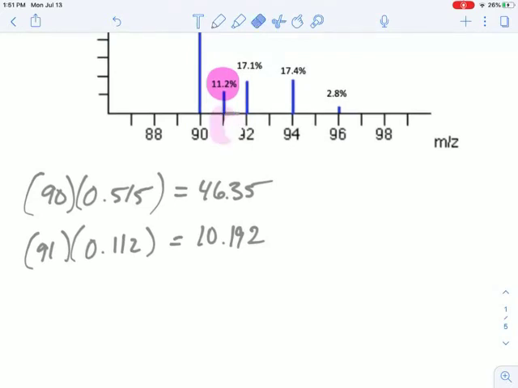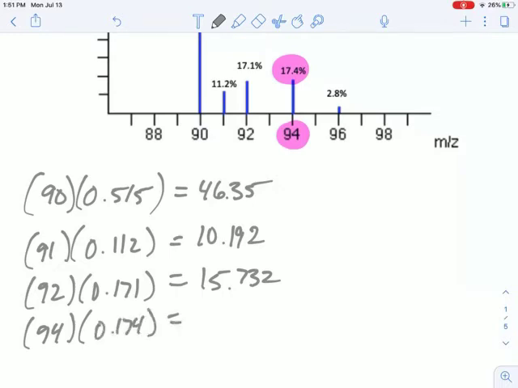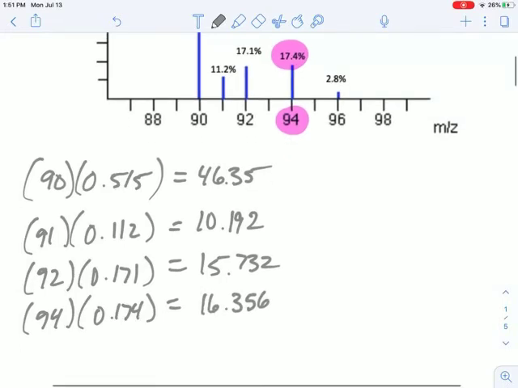Now we're going to move to the next one. The next one is 92 with 17.1%. So this is going to be 92 times 0.171, and if I do that, then I get 15.732. All right, and you just continue down the way, making sure that you have the correct isotope and the correct percentage. So that is going to be 94 at 0.174. And again, assuming I've done my math right, you end up with that.